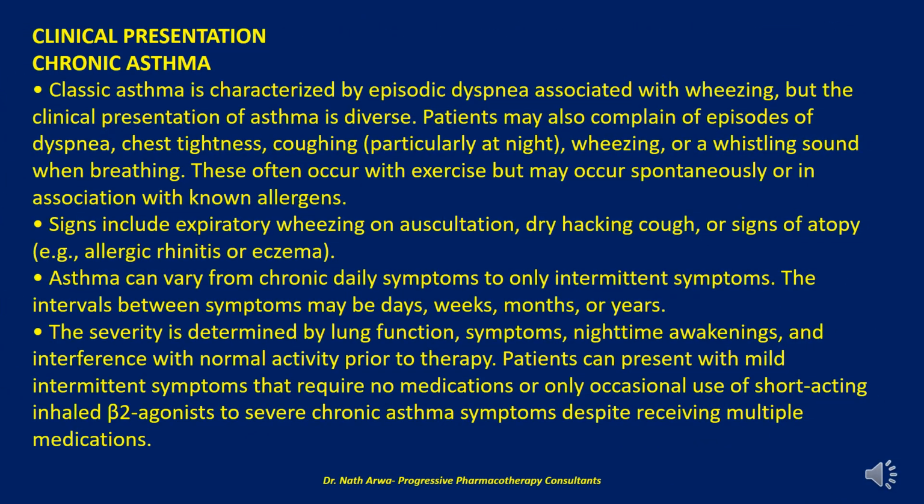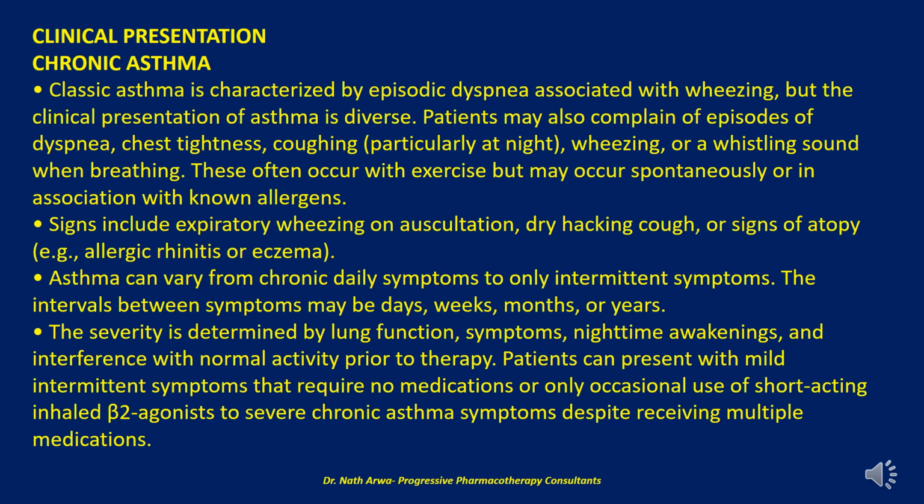We will now consider the clinical presentation of asthma. Let's begin with chronic asthma. 1. Classic asthma is characterized by episodic dyspnea associated with wheezing, but the clinical presentation of asthma is diverse. Patients may also complain of episodes of dyspnea, chest tightness, coughing, particularly at night, wheezing, or a whistling sound when breathing. These often occur with exercise, but may occur spontaneously or in association with known allergens.